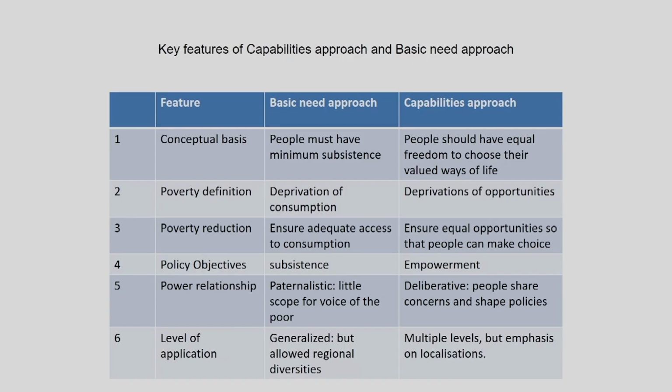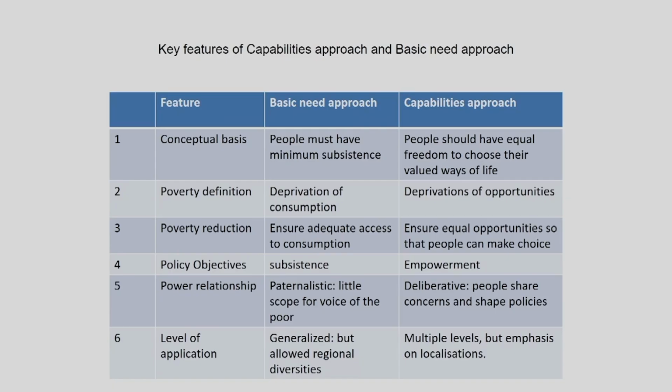In terms of the feature of poverty reduction, the basic needs approach ensures adequate access to consumption, whereas the capabilities approach ensures equal opportunities so that people can make choices. In terms of policy objectives, the basic needs approach is focusing on subsistence, and therefore it is a more targeted approach. It is looking at a certain section of the population within a country or community which are downtrodden, who are deprived, and therefore certain basic needs need to be provided to them.